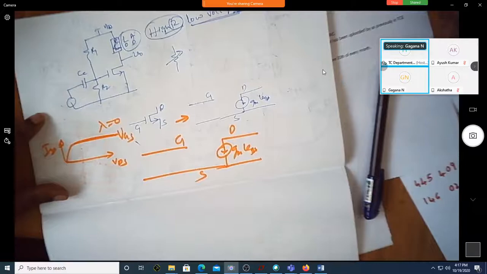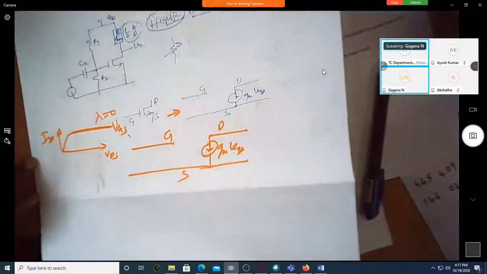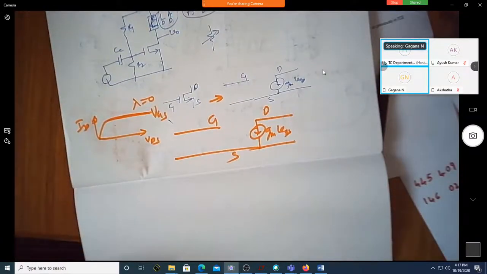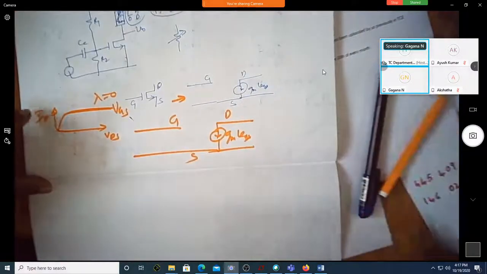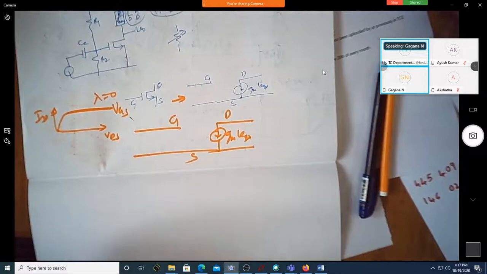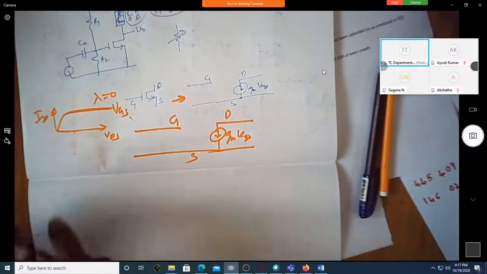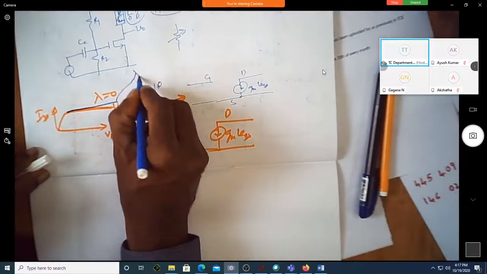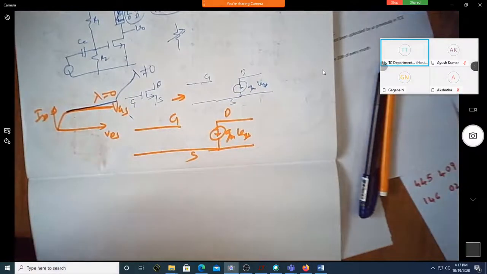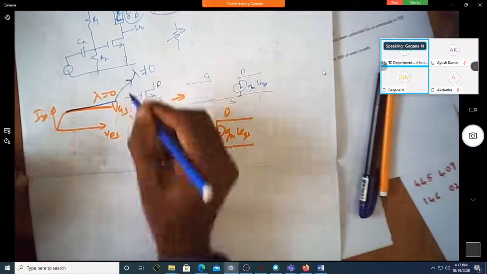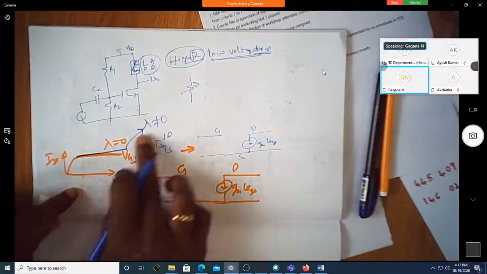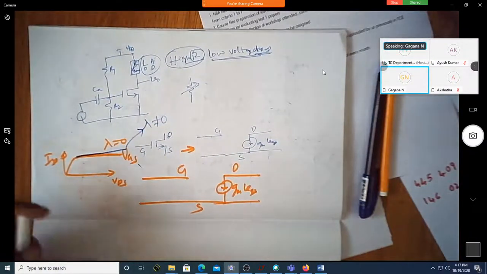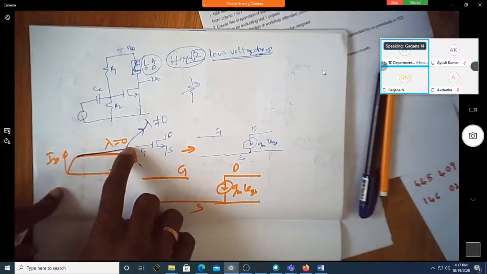VDS high. Correct? Suppose it is a non-ideal characteristic, does the graph go like this? This is for lambda non-zero. Is it non-zero? Yes, sir. I can see the current keeps on increasing.